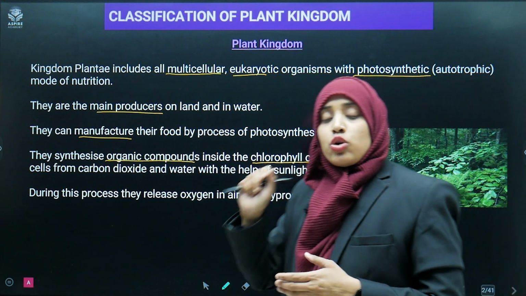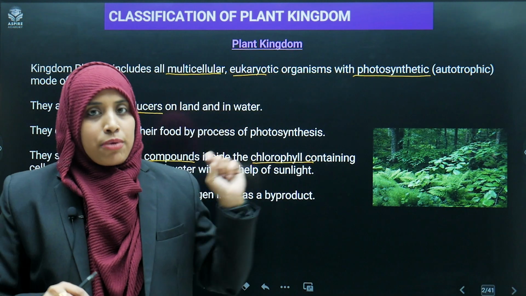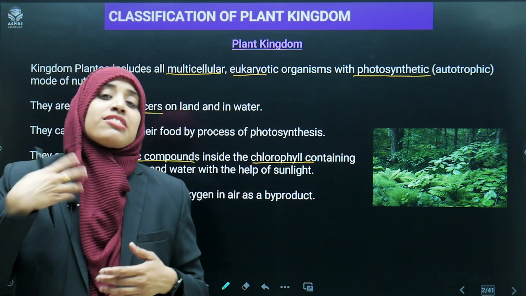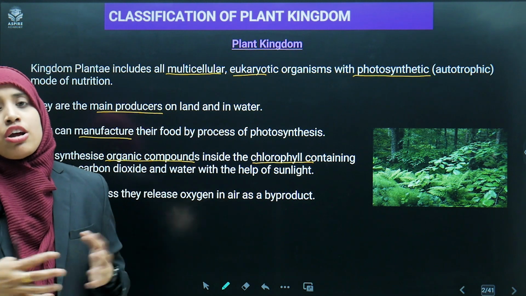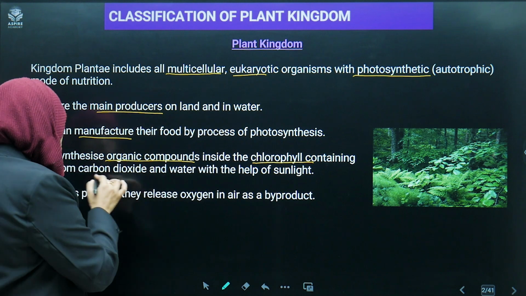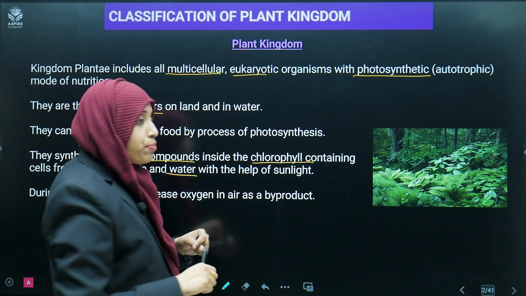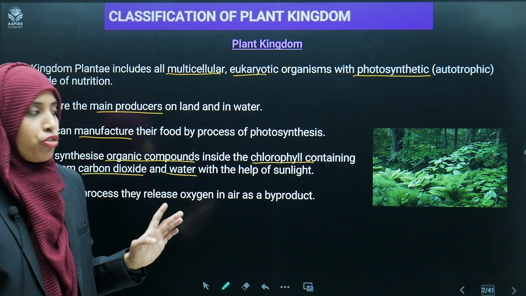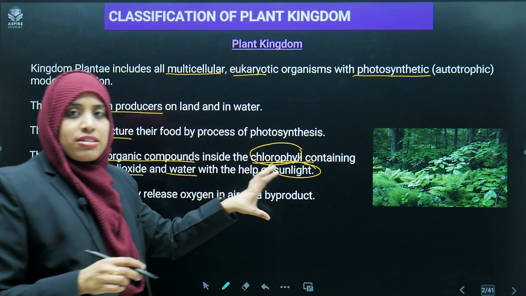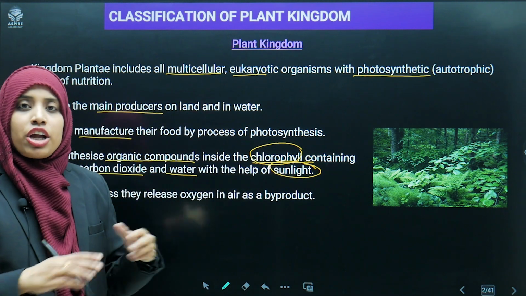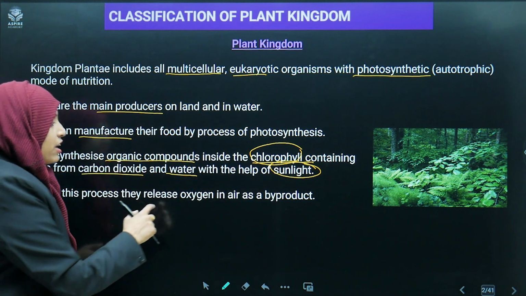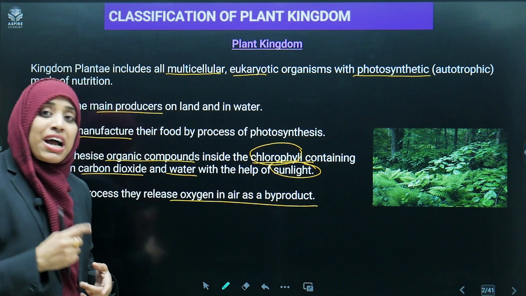They use carbon dioxide from the atmosphere. The carbon dioxide that we all are exhaling, जो हम लोग exhale करते हैं, release करते हैं environment में, is used by the plants in the performance of photosynthesis. So carbon dioxide as well as water is required in the presence of sunlight and chlorophyll. Sunlight and chlorophyll are very necessary, because बिना इसके the carbon dioxide and water cannot give the end result, that is glucose. During this process they release oxygen into the air as a byproduct.